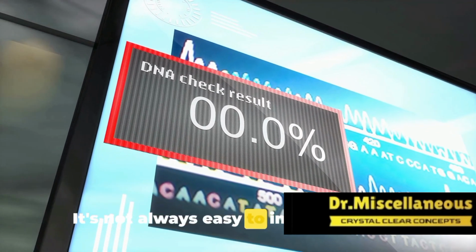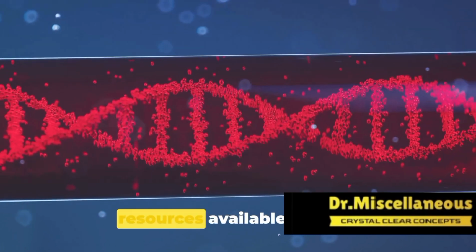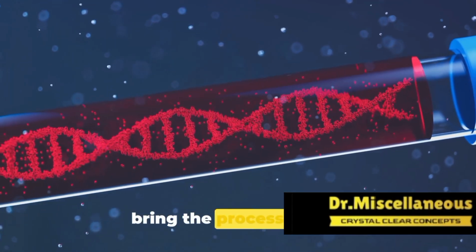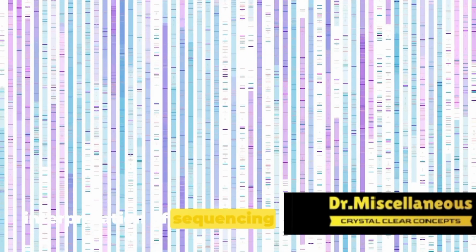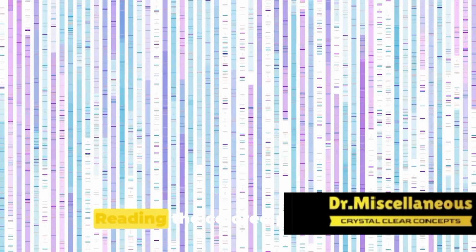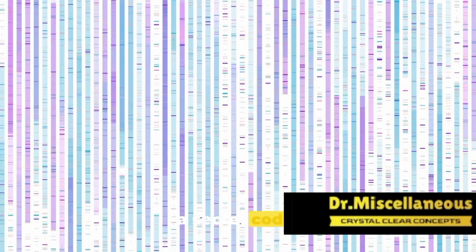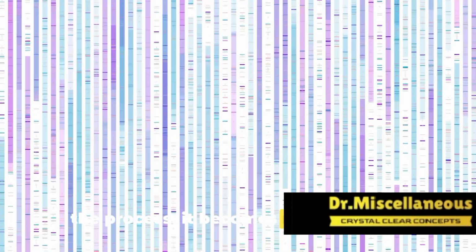It's not always easy to imagine what's happening at the molecular level, but remember, there are plenty of resources available to help. Diagrams, animations, and models can all bring the process to life. Lastly, some might find the interpretation of sequencing results challenging. Reading the colored peaks on an electropherogram can seem like deciphering a secret code. But with practice and understanding of the process, it becomes much simpler.